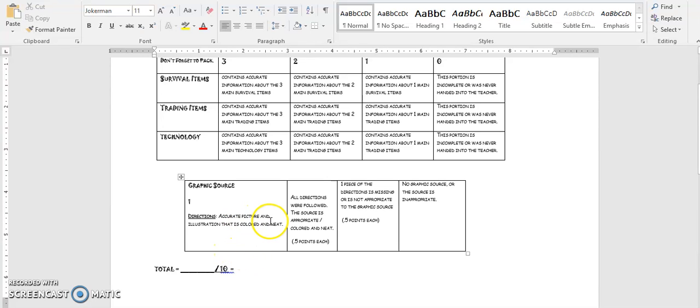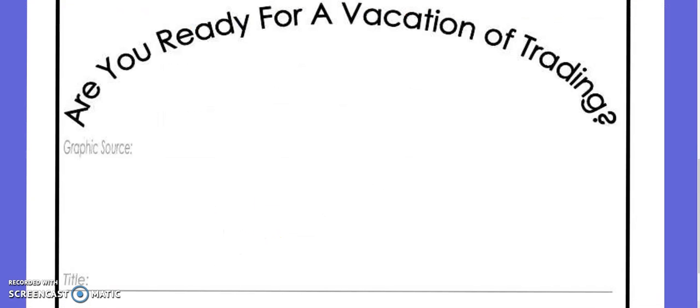You need an accurate picture and one that illustrates you either on a sea route or foot route to Asia. Make sure it's colored and neat, and if it is, you get that full point. Above is where you place the information that you have in the three different bullet points for the three different topics. Once you've determined what you're bringing on your trip, draw your trip right here as a graphic source or a picture showing that you're ready for your vacation to trade things.